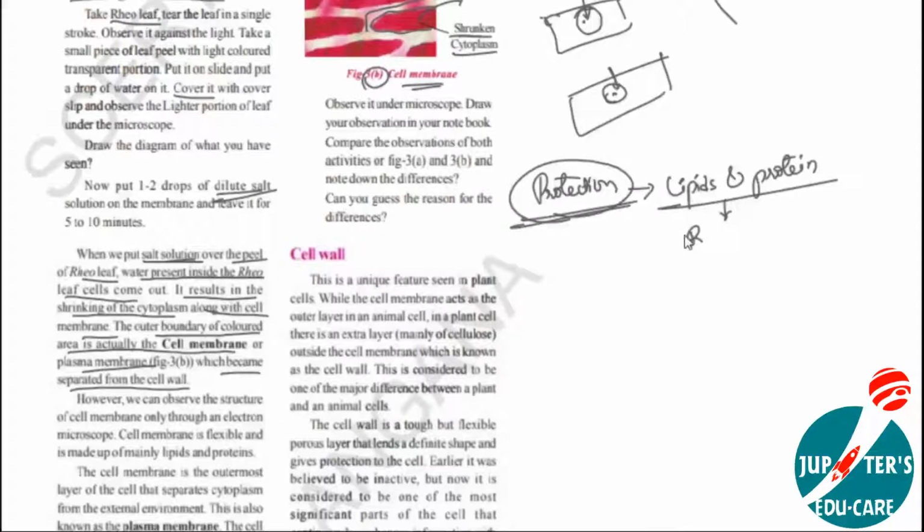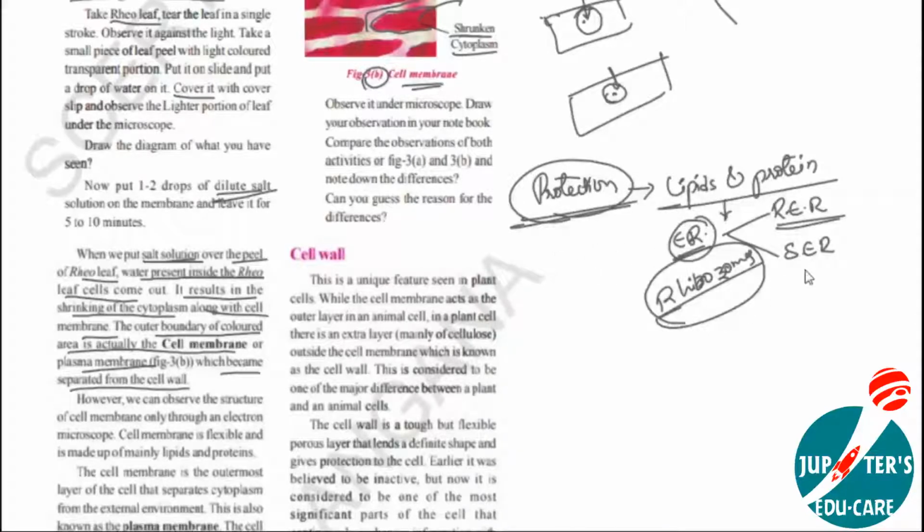Okay, synthesized from the endoplasmic reticulum. ER means endoplasmic reticulum. Endoplasmic reticulum is of two types: rough endoplasmic reticulum, which is RER, and SER, which means smooth endoplasmic reticulum. The endoplasmic reticulum which contains ribosomes on it is rough endoplasmic reticulum, and the endoplasmic reticulum which does not contain any ribosomes is smooth endoplasmic reticulum. In further classes we can discuss this endoplasmic reticulum.